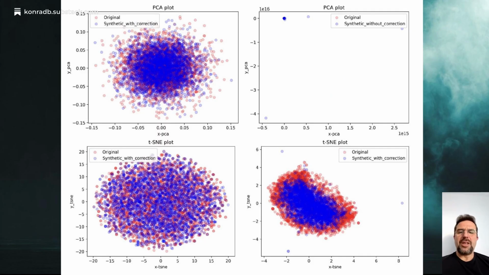Figure 7 demonstrates why the seasonal trend correction module matters. The plots compare 2 versions of the model, one with the correction step and one without it. PCA and t-SNE projections visualize the distributions of real and generated samples. With correction, the synthetic points overlap well with the real ones, which means the model preserves the joint behavior of trend and seasonal patterns. Without correction, the generated data spreads incorrectly and forms outliers. This shows that modeling the interaction between components is important for producing stable and realistic time series.